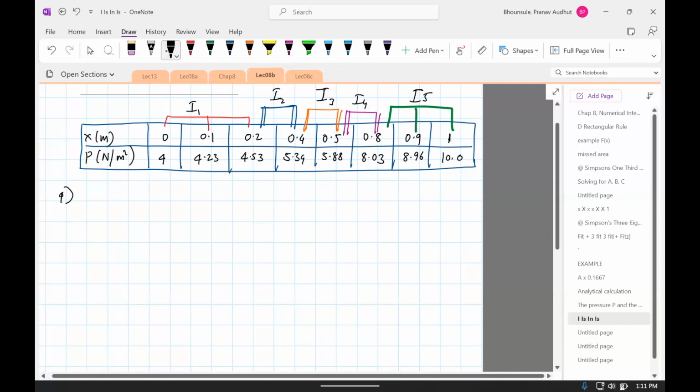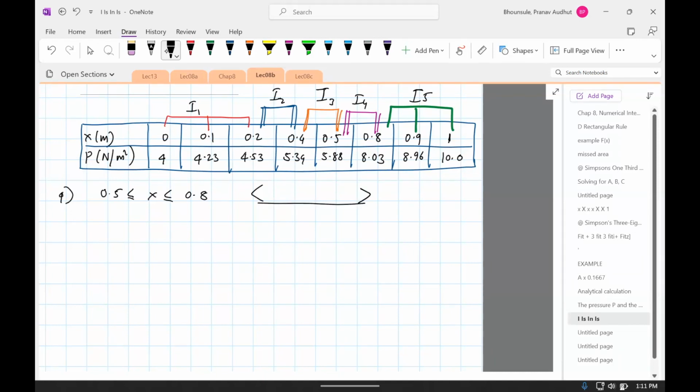Fourth one is between 0.5 and 0.8. Write down which method you're going to use. Write down the formula which you'll use. And then check with my answer. I4. The formula should be here. And the answer I get for this is 2.0865. This should be I4.